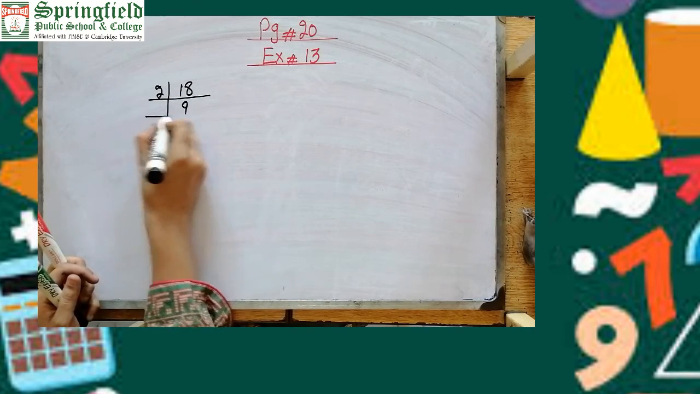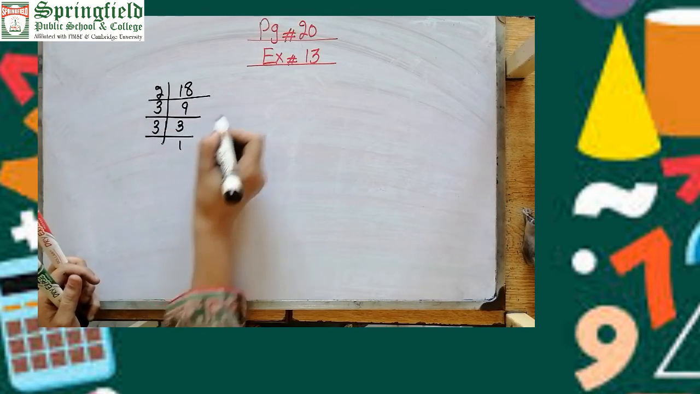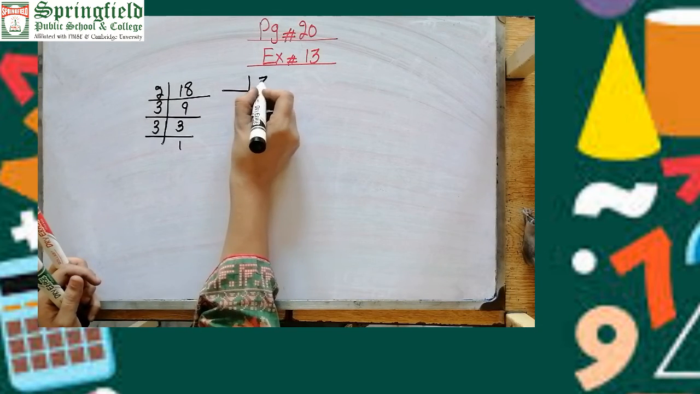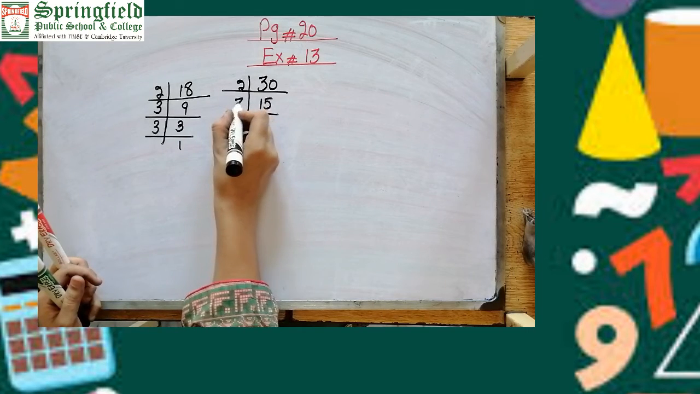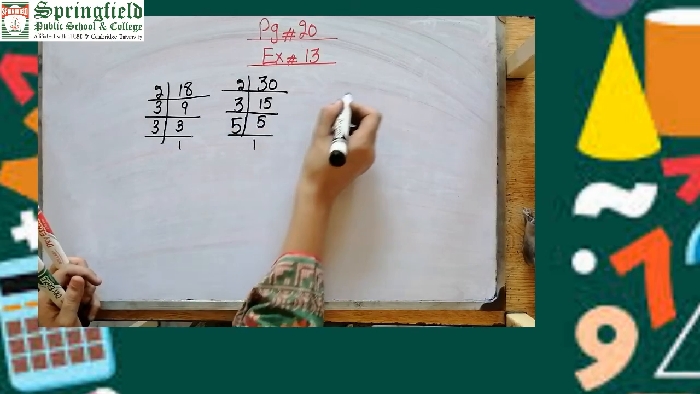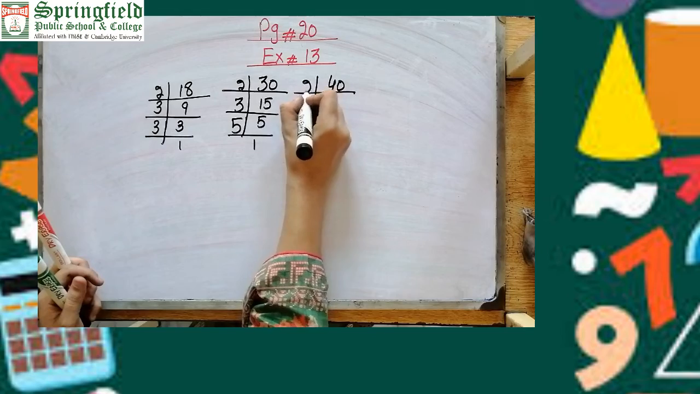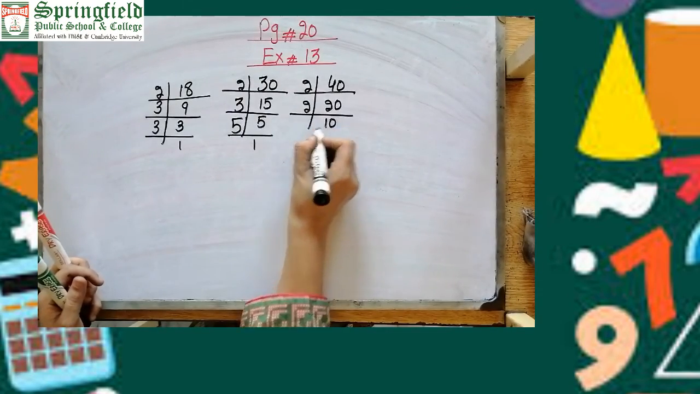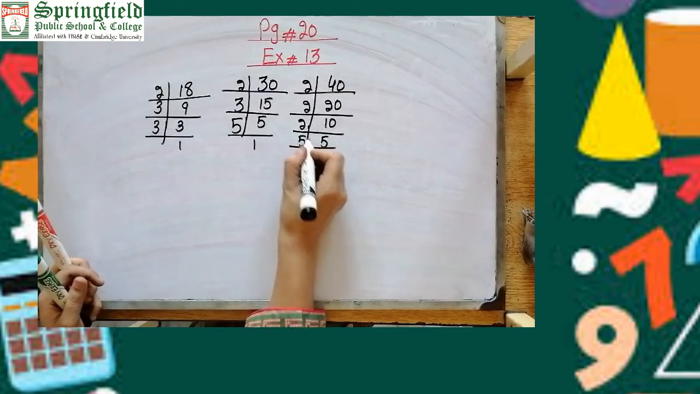Okay, first find out the factors of 18. 2 9s are 18, 3 3s are 9 and 3 1s are 3. Now find out the factors of 30. 2 15s are 30, 3 5s are 15, 5 1s are 5. Now find out the factors of 40. 2 20s are 40, 2 10s are 20, 2 5s are 10 and 5 1s are 5.